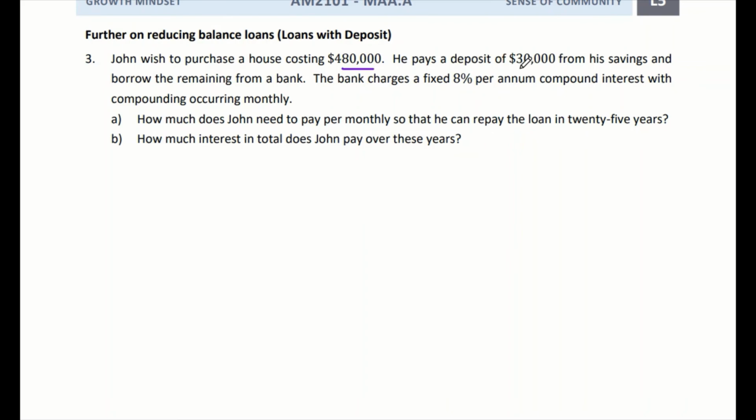You pay a deposit of 30,000, then borrow the remaining. So for the loan itself, how much do I borrow? I only borrow 480,000 minus the deposit, because this is the money that I already have. So I only need to borrow $450,000 from the bank. So that's the idea. The bank charges a fixed 8% per annum compound interest with compounding occurring monthly. How much does John need to pay per month so that he can repay the loan in 25 years?